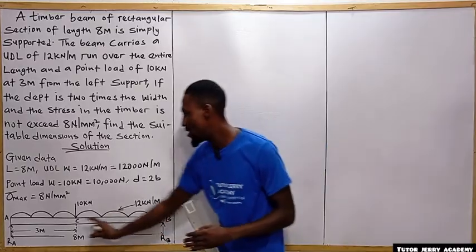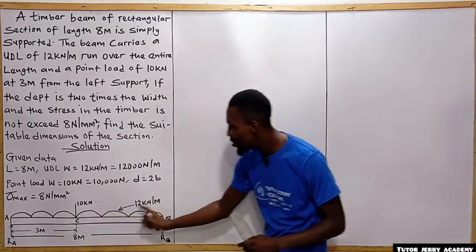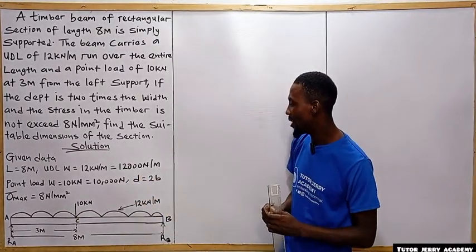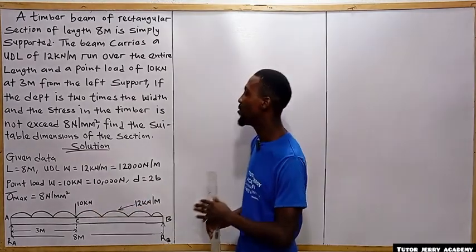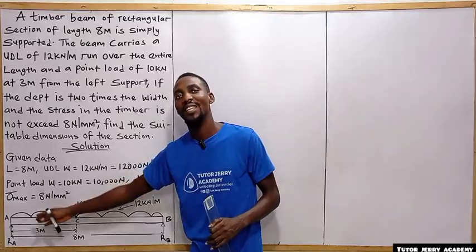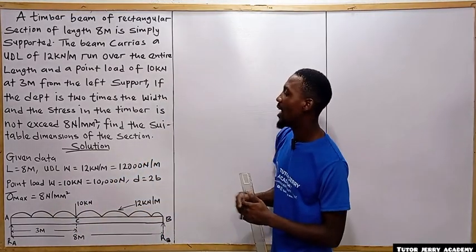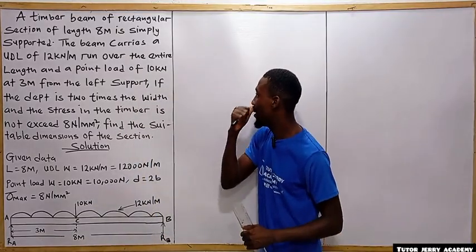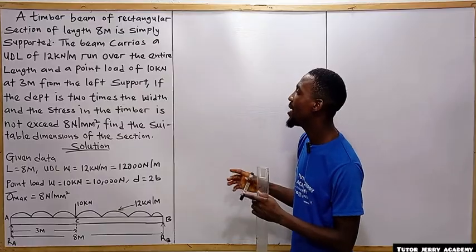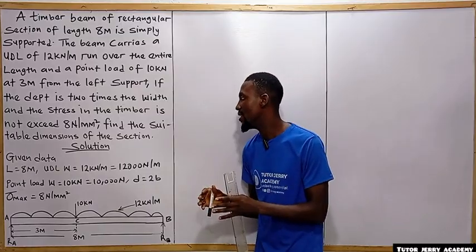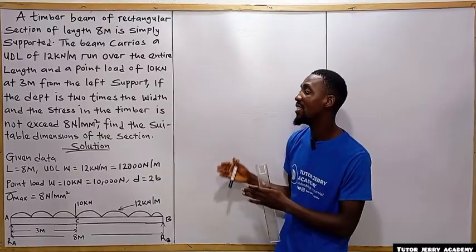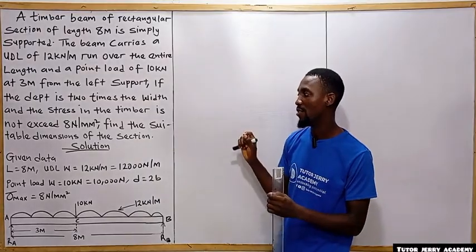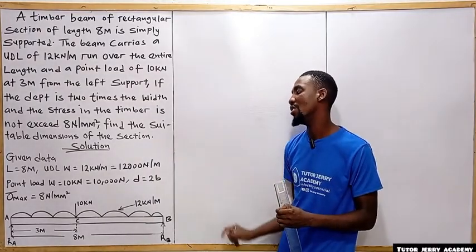Of course, this is a simply supported beam that carries a uniformly distributed load throughout the entire span, which is 12 kN per meter, and a point load at 3 meters from the left support. The left support is reaction A. They said if the depth is twice the width and the stress in the timber does not exceed 8 N per mm square, find the suitable dimension of the section.